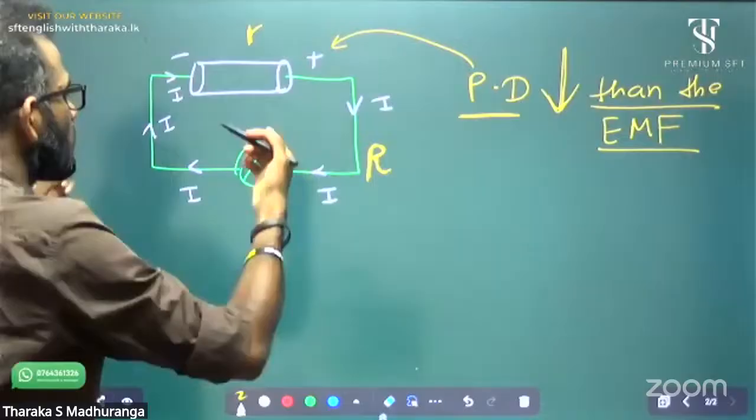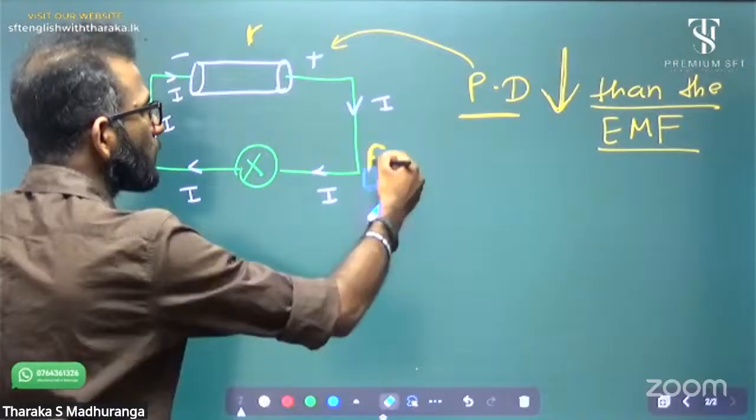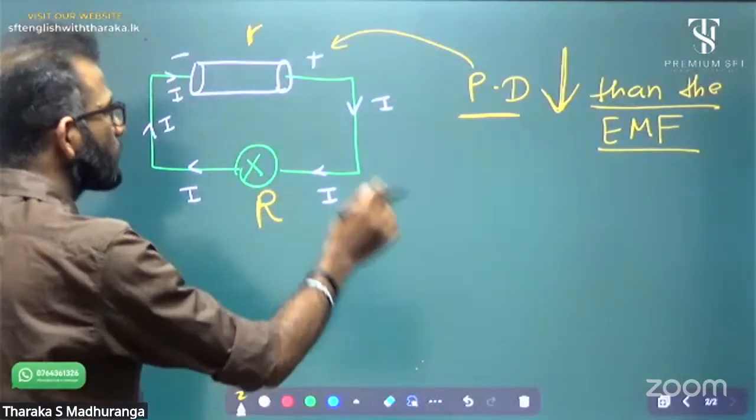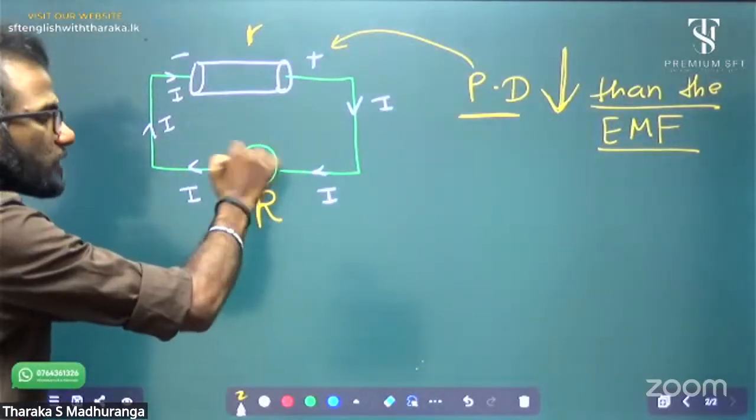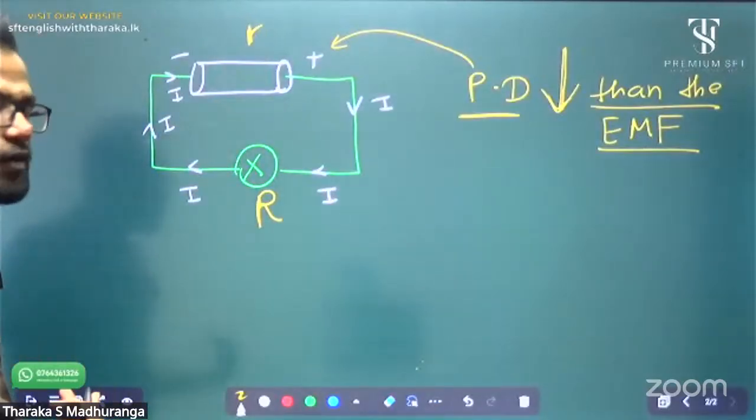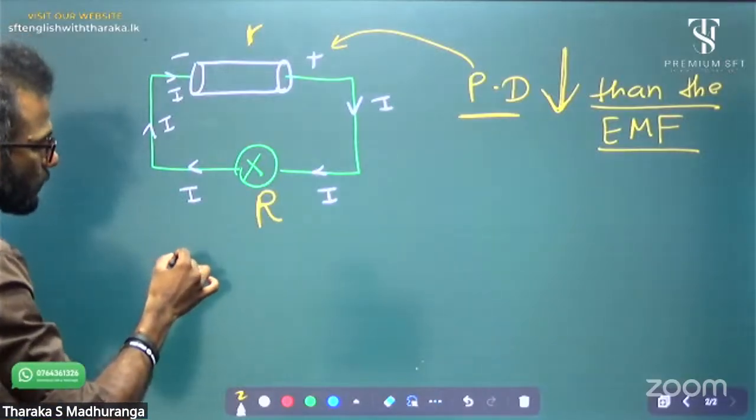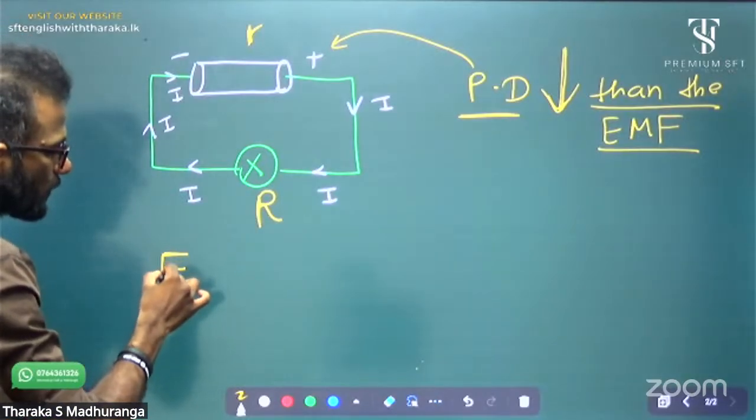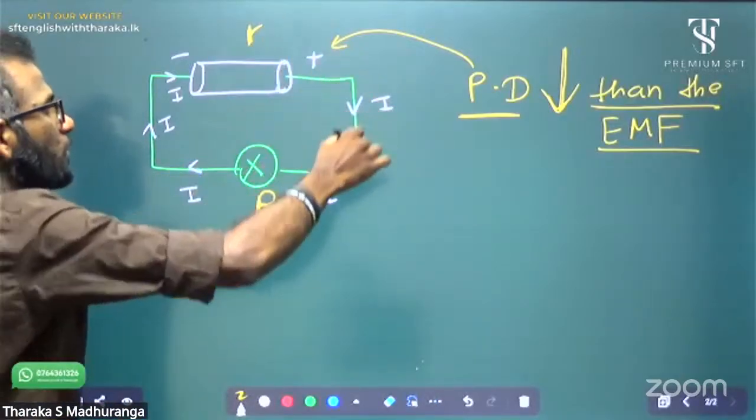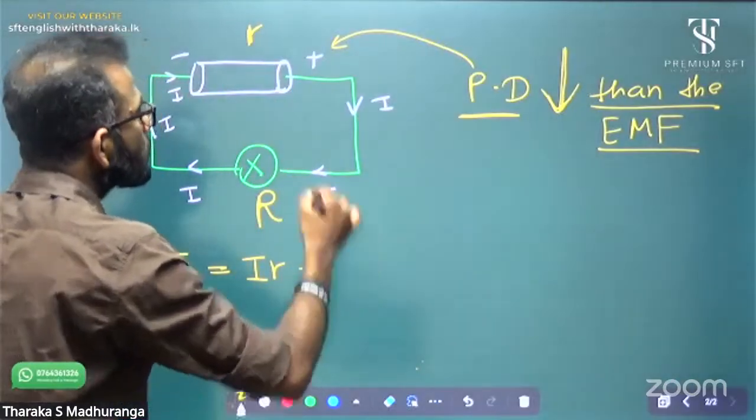Now think, this bulb has external resistance. This cell has internal resistance. Okay, now the current is flowing. If you want to get the full electromotive force, capital E, it is equal to the summation of I capital R and I simple R.